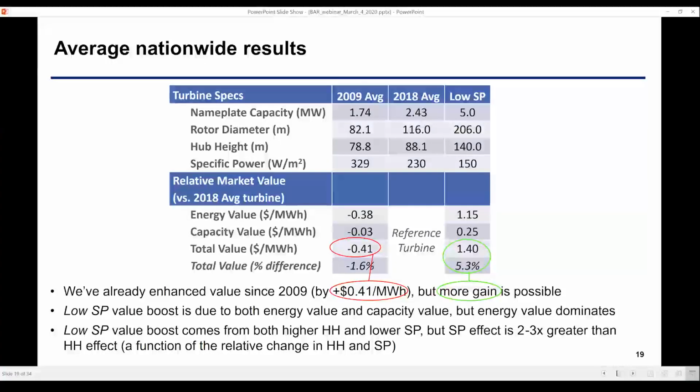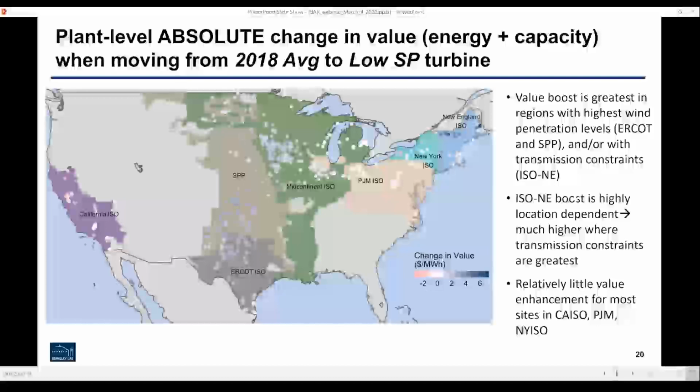Most of the future gain in value comes from the energy value rather than the capacity value. And then one thing that's not shown here is that most of that value also comes from the switch to even lower SP rather than the higher hub height. When we just increase the hub height, we only get a small value increase, but then when we go to the low SP turbine, we get the 2 to 3 times greater increase in value. Okay, next slide.